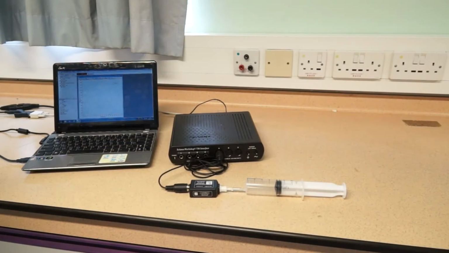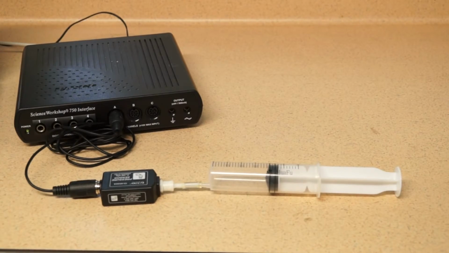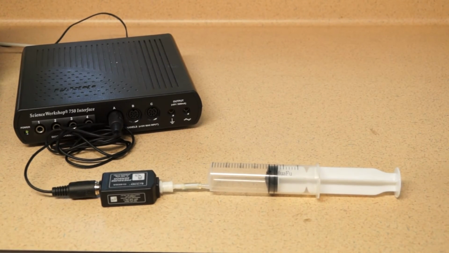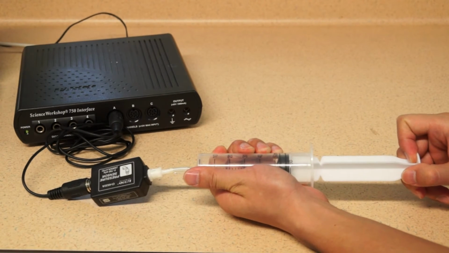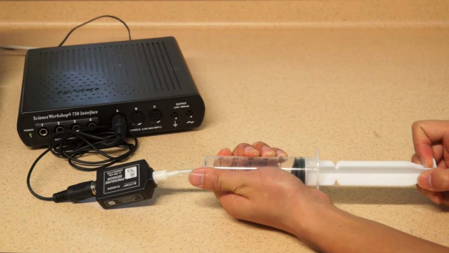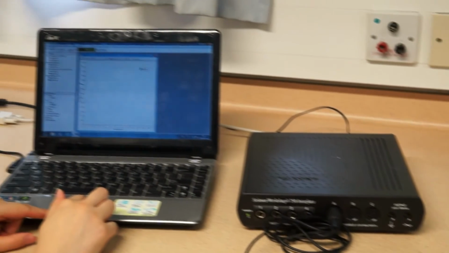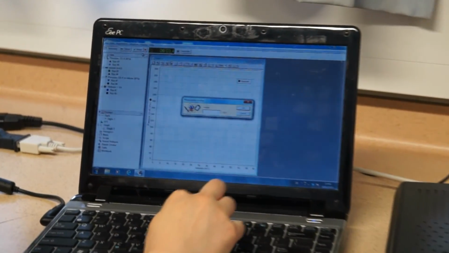Alternatively, connect a pressure sensor to a syringe and a data logger interface. Slowly push or pull the piston of the syringe to change the pressure P and the volume V of the gas inside the syringe. Take several sets of readings of P and V.